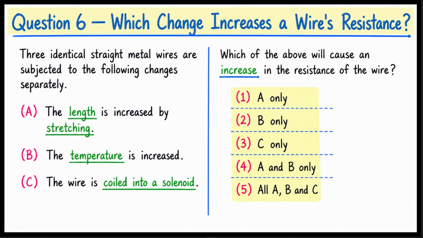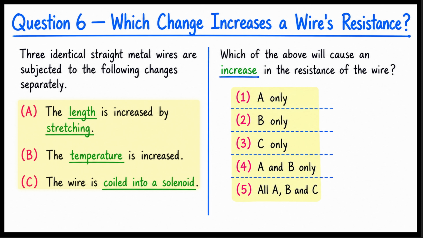Question 6 invites us back to the master formula R equals ρL/A and asks which physical changes will move a metal wire's resistance upward. The three statements are: A. The wire is stretched to a longer length. B. The wire's temperature is increased. C. The wire is coiled into a solenoid. We have to decide for each one whether the resistance goes up.